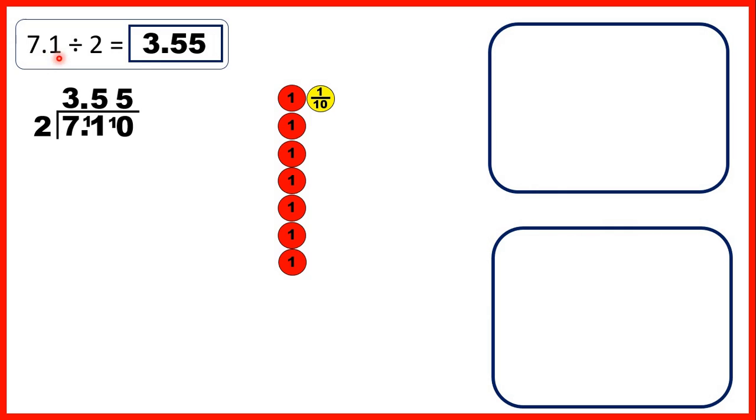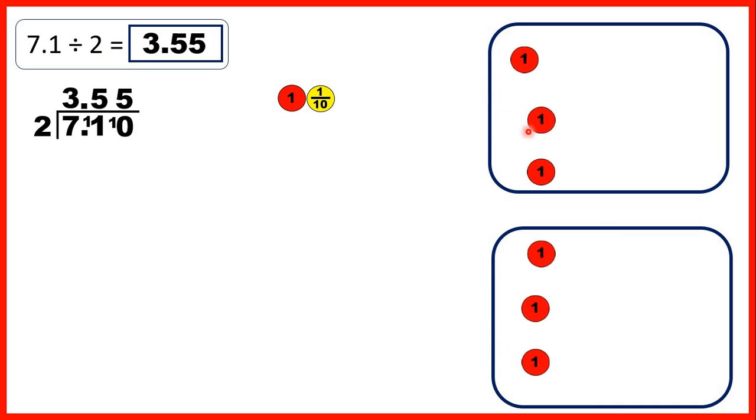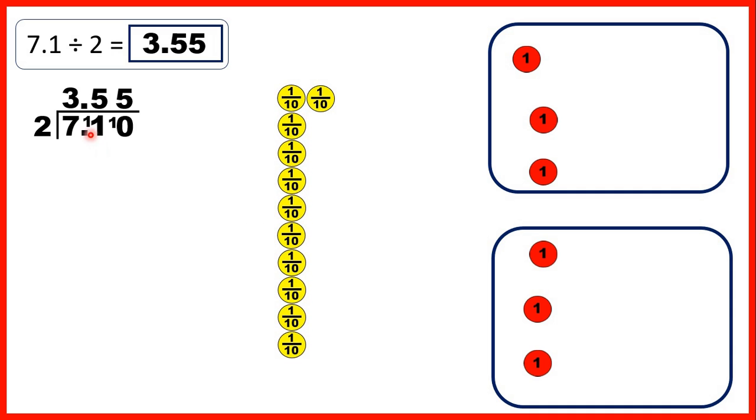Finally, we had 7.1, so 7 ones and 1 tenth, and we were dividing by 2. We can share out 6 of these ones to give us 3 ones in each group, so that's why there's a 3 in the ones digit of our answer. We can write the remainder in front of the tenths because 1 is the same as 10 tenths. That gives us 11 tenths.